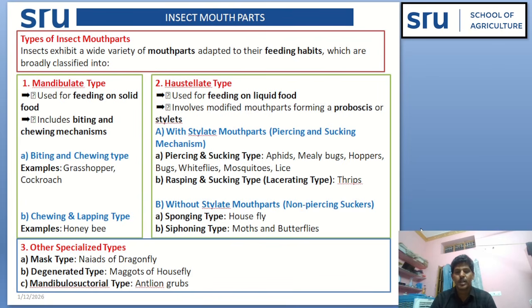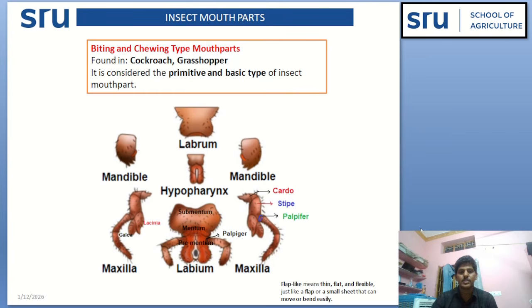Haustellate type of mouthpart without stylate are there in houseflies, that is sponging type, and moths and butterflies, that is siphoning type. Other specialized types of mouthparts: mask type is there in nymphs of dragonfly, degenerated type is there in maggots of housefly, and mandibulosuctorial type is there in antlion grub. See all these mouthparts along with images and examples.